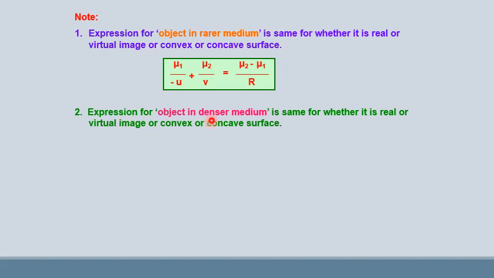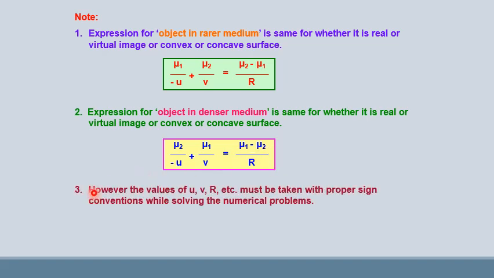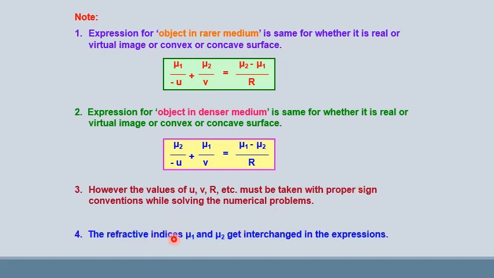The expression for object in the denser medium is the same whether it is a real or virtual image or a convex or concave surface. Mu2 upon minus u plus mu1 upon v is equal to mu1 minus mu2 upon R. However, the values of u, v, R, etc. must be taken with proper sign conventions while solving numerical problems. The refractive indices mu1 and mu2 get interchanged in the expressions.